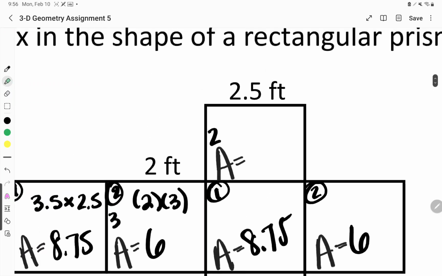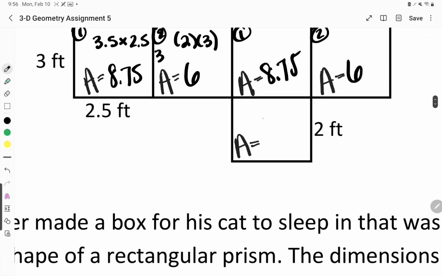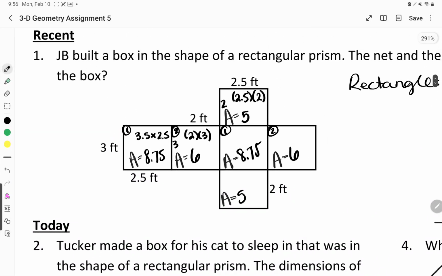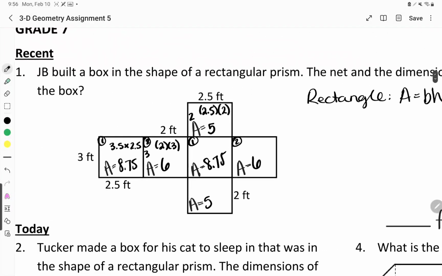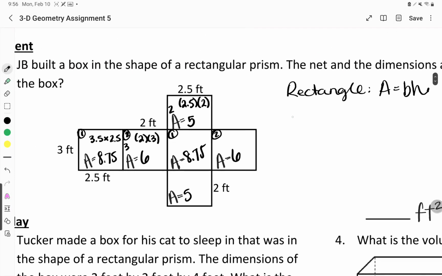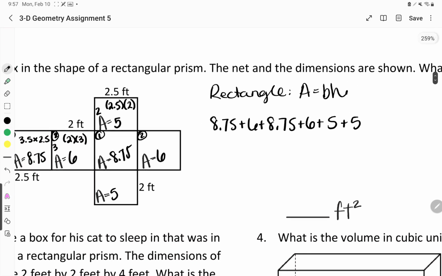All right, so what are you going to multiply for this right here? You should have found that you would multiply 2.5 times 2, which is going to give you 5. And if that one is 5, what's this one? You should have found that it's 5. Now, it asks for the surface area, so what do you do to find the surface area? You should have found that you should go through and add all of these sides up together. So let's do it. We have 8.75 plus 6 plus 8.75 plus 6 plus 5 plus 5. Okay, what did you get whenever you did that? You should have found that you got 39.5.